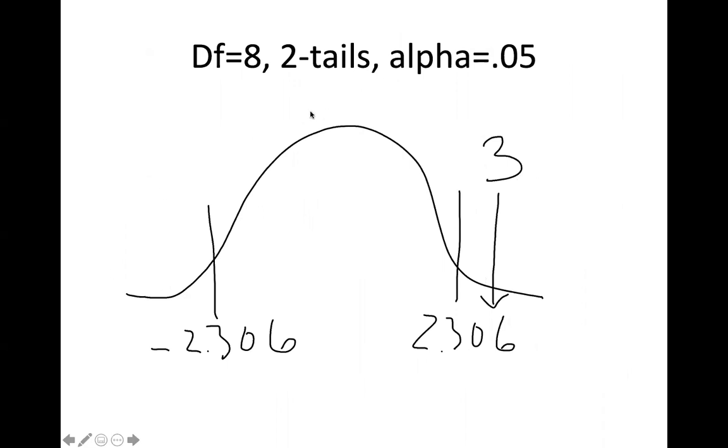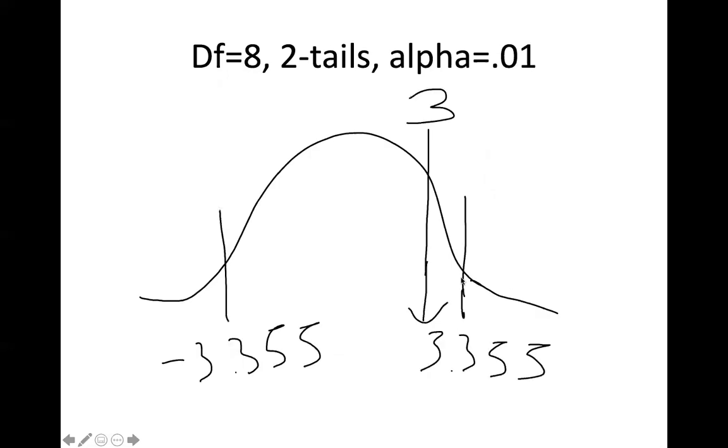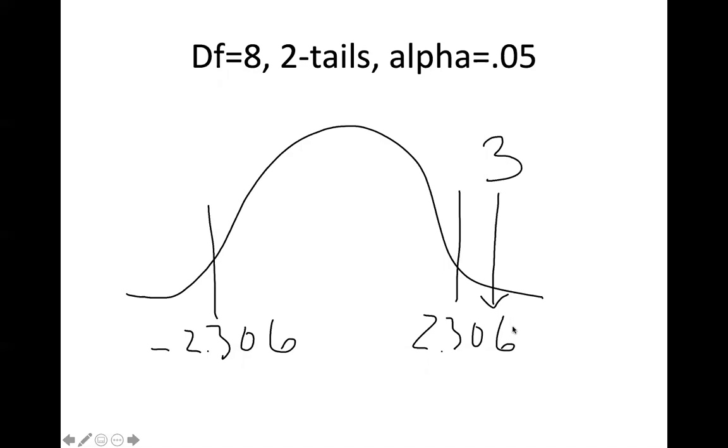But here is the picture that we could draw. Negative 2.306, that's the critical T. Positive 2.306 is right here. That's the critical T. Our T value that we calculated was 3, which I drew the arrow. That's where it would go. Right here, this would be the shaded region. This is the critical region. So 3 is greater than 2.306. Therefore, T of 3 is in the critical region, in which case we would reject the null hypothesis.